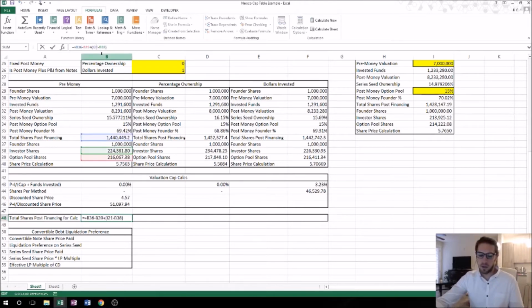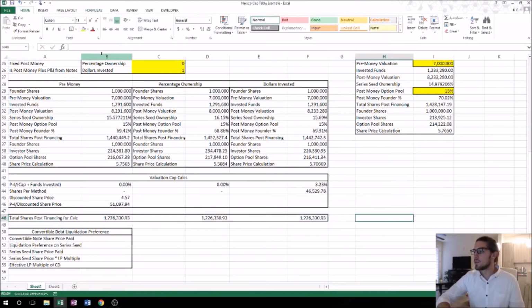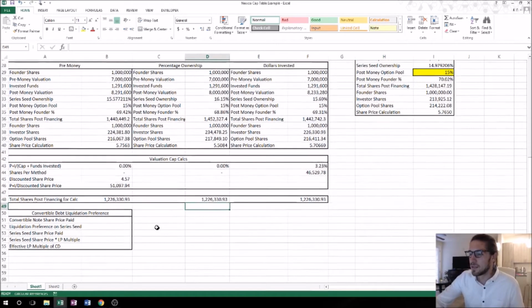So I'm gonna go in here and lock in this formula just so I can copy and paste this over. And what you'll see is that the number is the same. No matter how you do it, the number turns out to be the same. And that's what we want, because that means that everything will calculate correctly in the next round. And the only difference is how much is going to the option pool versus how much is going to the investors, et cetera, et cetera. So that's the main difference here.